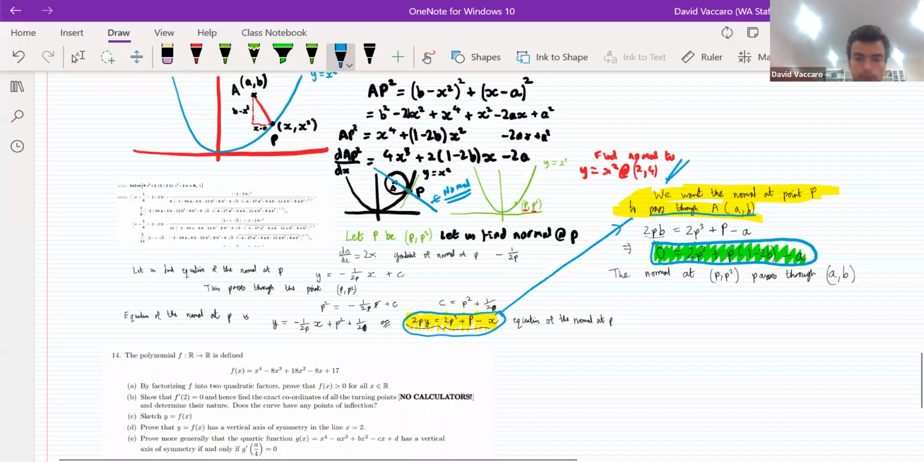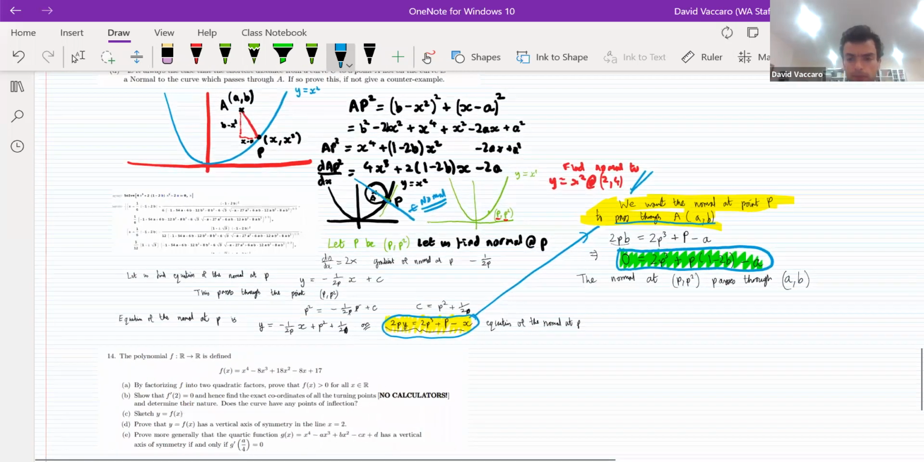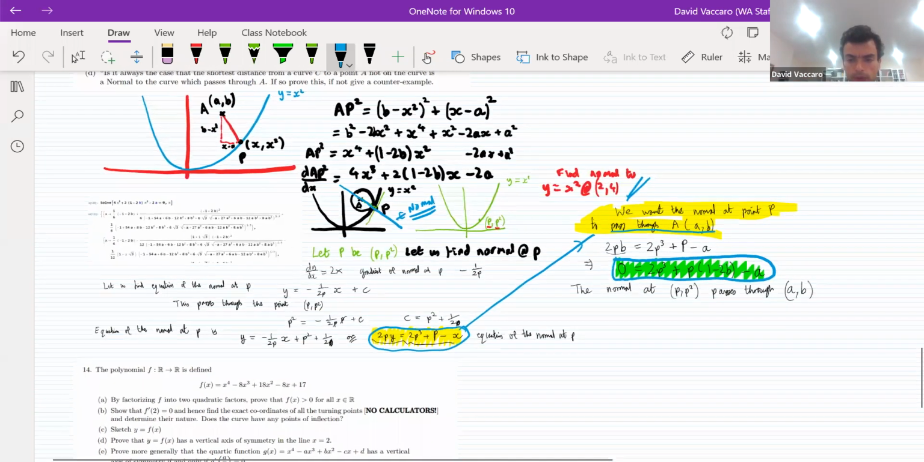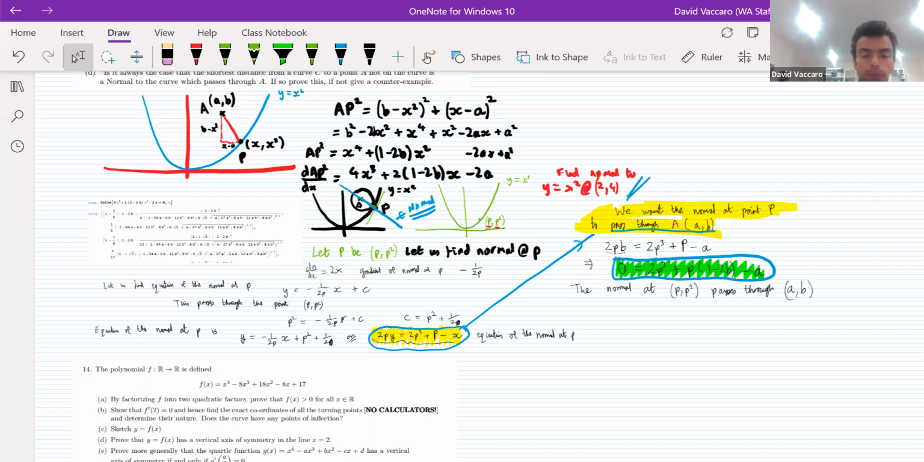I'll zoom out a little bit. Maybe it would help if I just relabeled p, instead of being p squared, let's relabel p as x squared. Okay, so in that case we have 0 equals 2x cubed plus x times 1 minus 2b minus a.